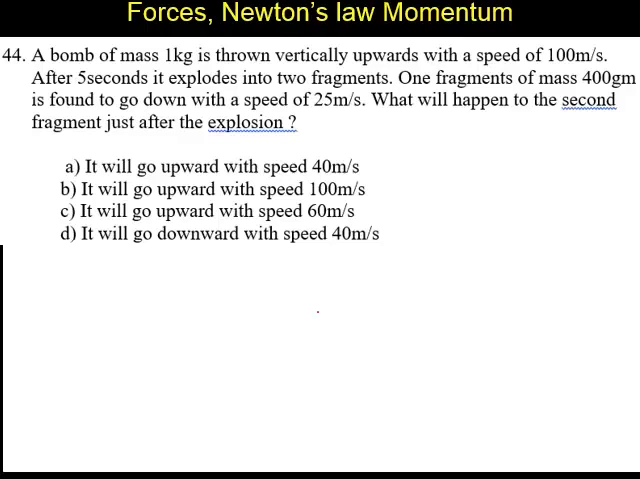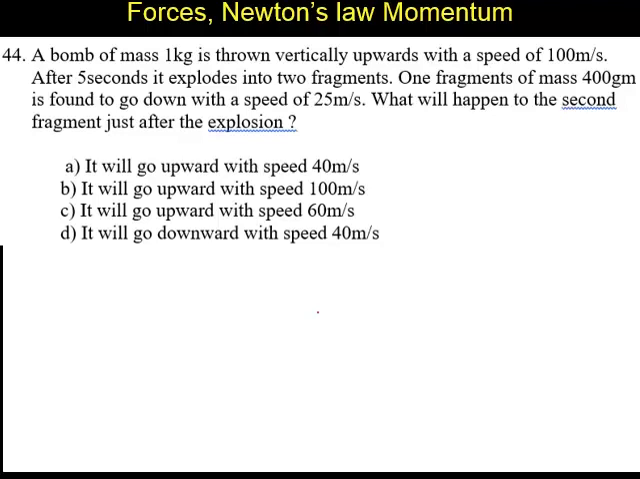44. A bomb of mass 1 kg is thrown vertically upward with a speed of 100 meters per second. After 5 seconds, it explodes into two fragments. One of the fragments of mass 400 gram is found to go down with a speed of 25 meters per second. What will happen to the second fragment just after the explosion?